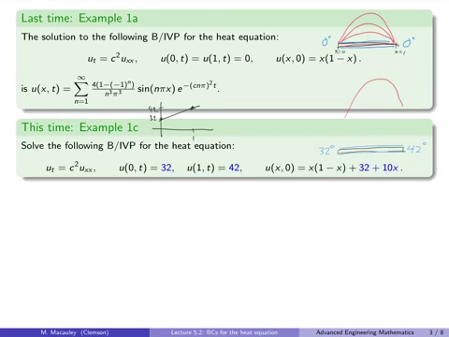And using your intuition once again, as time goes on, the temperature of this bar is going to become more uniform and flatten out until, in the limit, it's going to become this straight line solution. It's going to increase linearly from 32 at the left endpoint to 42 at the right endpoint. So this is the steady state solution, 32 plus 10x.